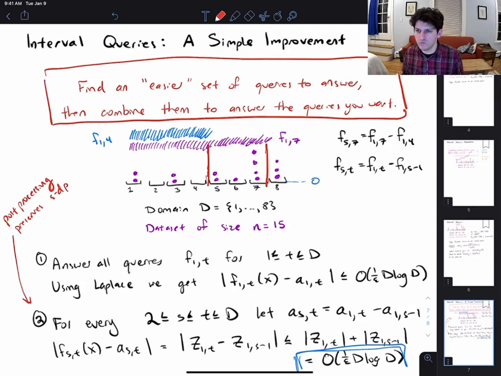So, the obvious question is maybe I can find an even easier set of queries. Something that's even smaller, maybe just easier, and do a more clever way of combining and get even better trade-offs. And that's what we'll see in the next video. We're going to get an algorithm for answering all the interval queries where we reduce the noise down not just quadratically, but exponentially. We're going to get something that's polynomial in the log of d. So that's going to be the next video, and I will be back in a minute.